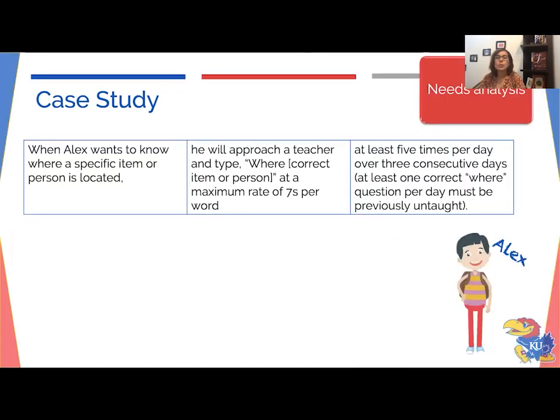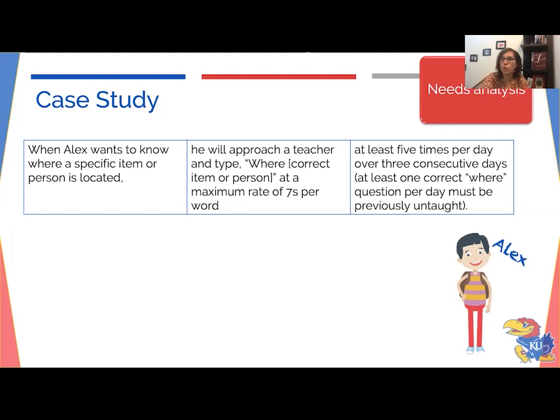Okay, so the team wrote the following IEP goal. When Alex wants to know where a specific item or person is located, he will type where, object or person, at a maximum rate of 7 seconds per word, at least 5 times per day over 3 consecutive days. And at least one of those correct where questions must be previously untaught, meaning he's going to ask where something is that he never asked before.